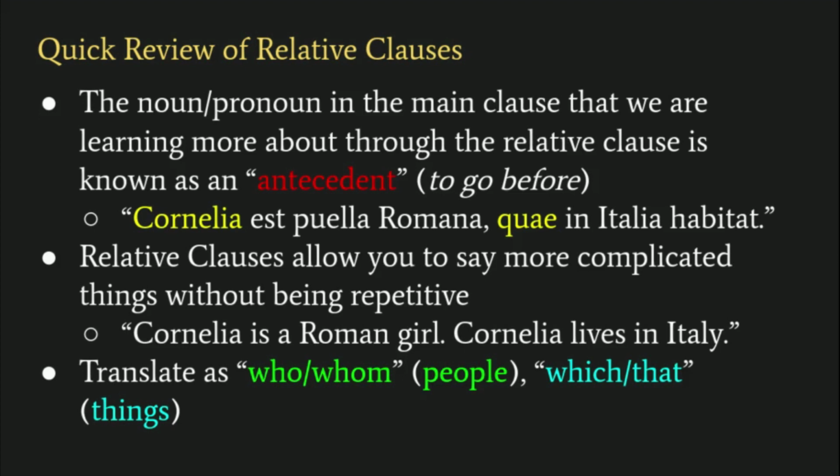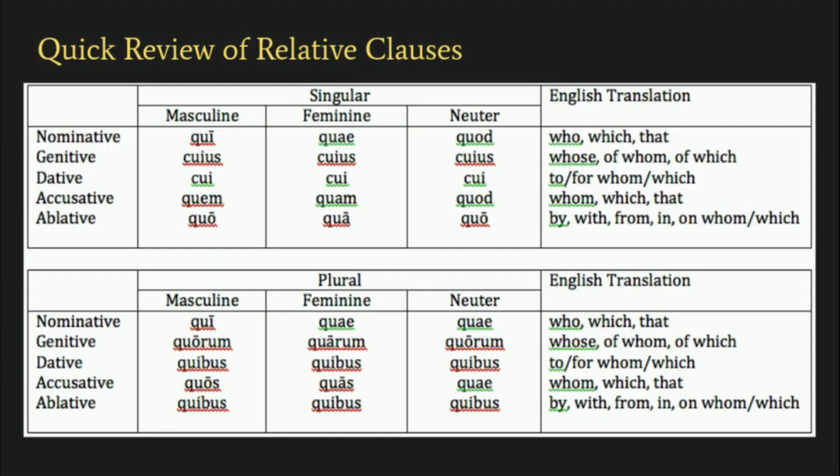So that's the idea of relative clauses. And again, you can go through and look at my grammar video or chapter 28, and there's more detail there. We translate them as either who or whom when we're talking about people. In the sentence I gave you here, quae is who, because it's referring to a person, Cornelia. Or you could say which or that if I'm referring to things. So it depends on what your antecedent is.